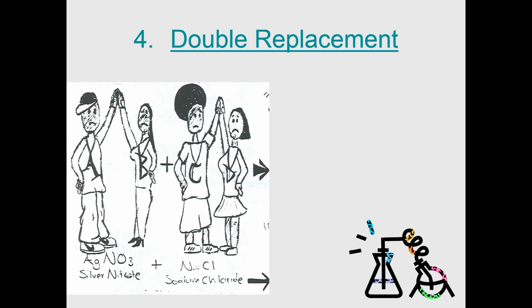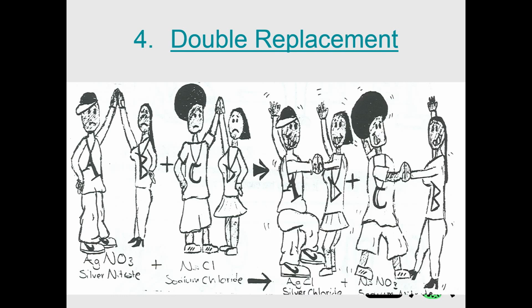Here is your little cartoon, A and B meet C and D. Notice they don't look very happy with each other currently. It's kind of like a do-si-do, and when they do switch partners, they are much, much happier. And that's what happens in a double replacement reaction.